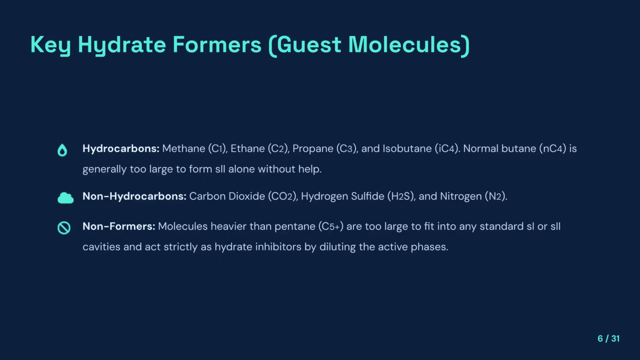Many substances act as guest molecules. Hydrocarbons like methane, ethane, and propane are key formers, along with non-hydrocarbons such as carbon dioxide. Conversely, molecules larger than pentane generally act as inhibitors.